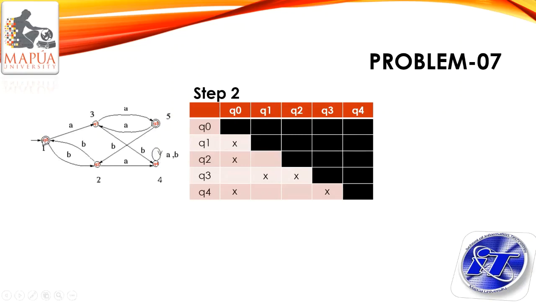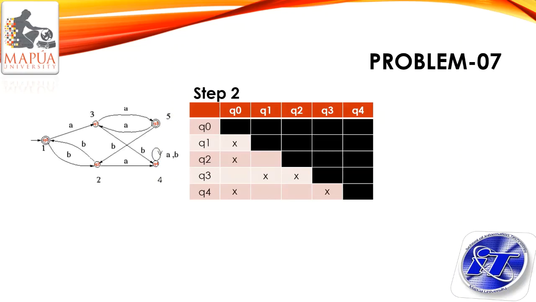So Q1 and Q0 mark, Q1 and Q2 not mark, Q0, Q2 mark, Q3 and Q0 unmarked because both are final, Q3, Q1 mark, Q3, Q2 mark, Q4 and Q0 mark, Q4, Q1 not mark, Q4, Q3 unmarked, Q4, Q3 mark. Then step 3, check the other cells if we could mark them.